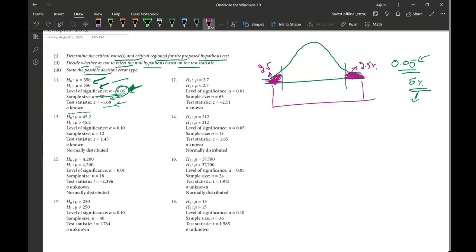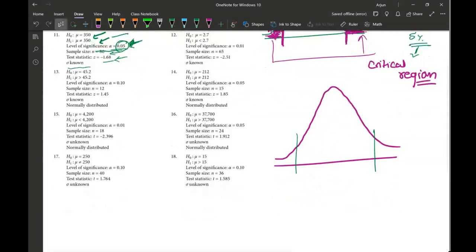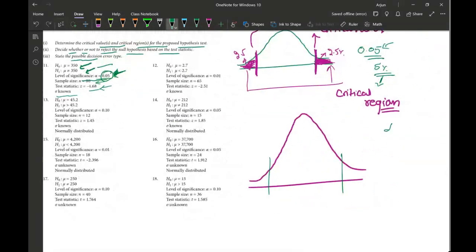Both of the ones which I've colored with pink are called critical regions. And the z values which you find corresponding to these are called critical values. All right, now I'm going to try and redraw it and simplify this question. I want to find these two values when the level of significance is given as 5% or 0.05.